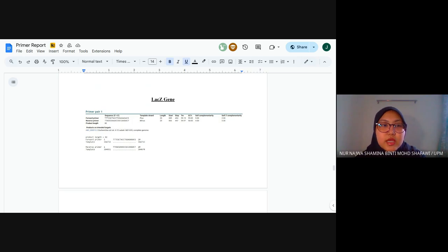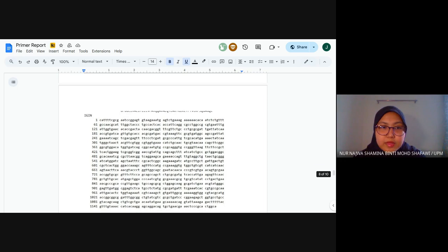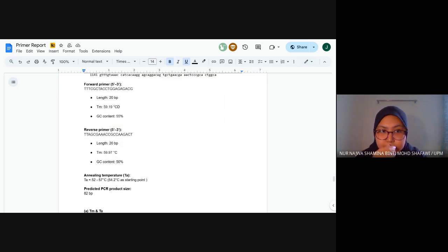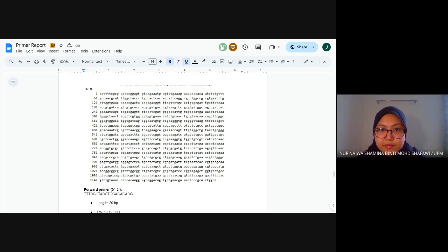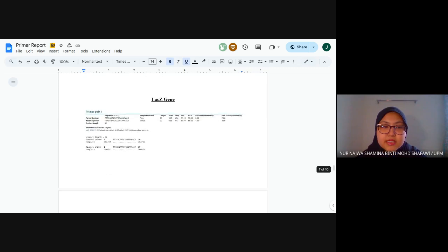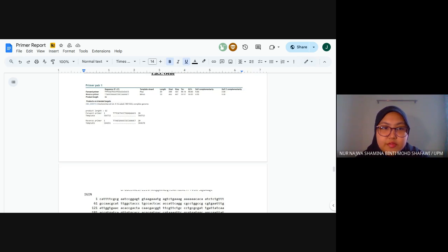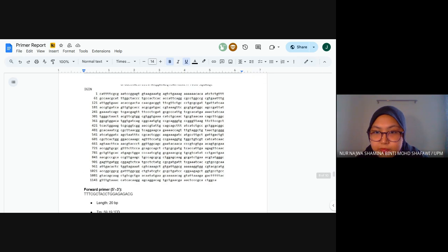I will be reviewing the design for primer pair 1, which has been developed to target the Escherichia coli strain K12 substrain MG1655 genome. Our goal was to design highly specific primers for a rapid PCR assay, resulting in a predicted product length of 82 BP. This short product size is ideal for efficient amplification and clear visualization. So moving on to our forward primer, please.